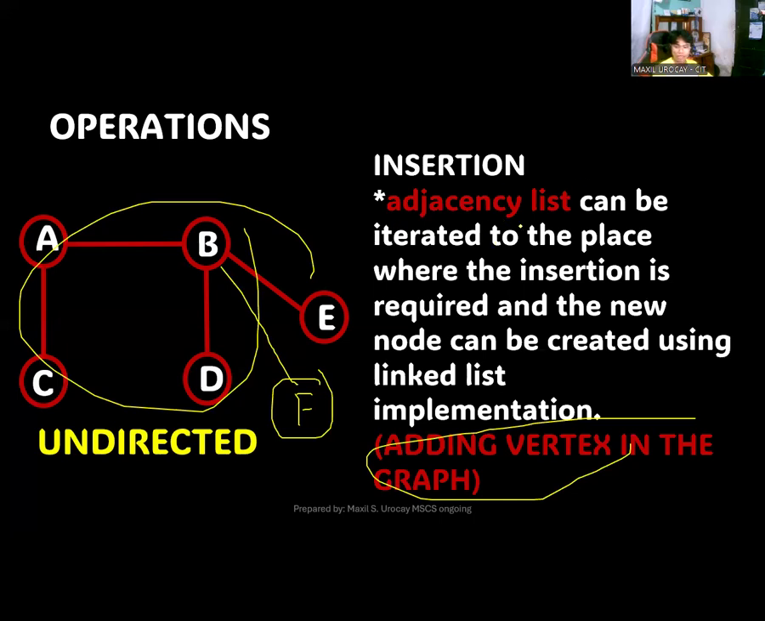For the adjacency list, it can be iterated to the place where the insertion is required, and the new node can be created using a linked list implementation. That means you will update the path in the list that you had earlier, and you will also add another instance or space for F for the insertion. It's vague for now, so let's picture it out and proceed with the example.